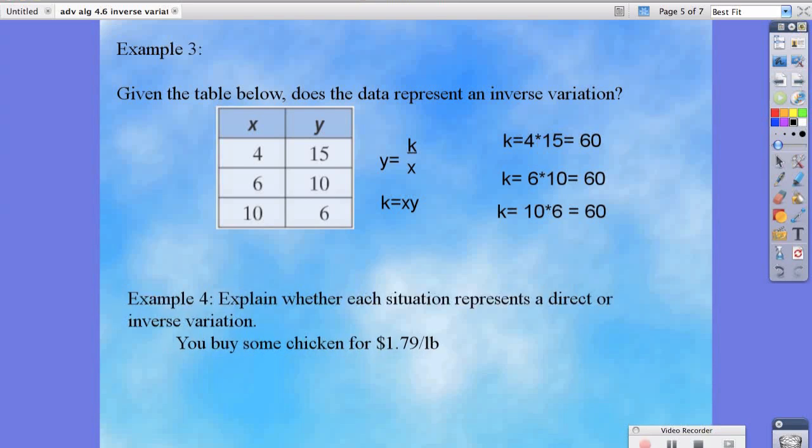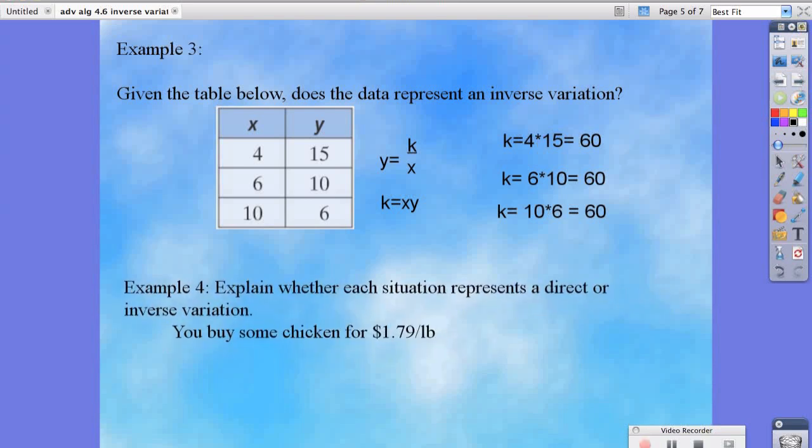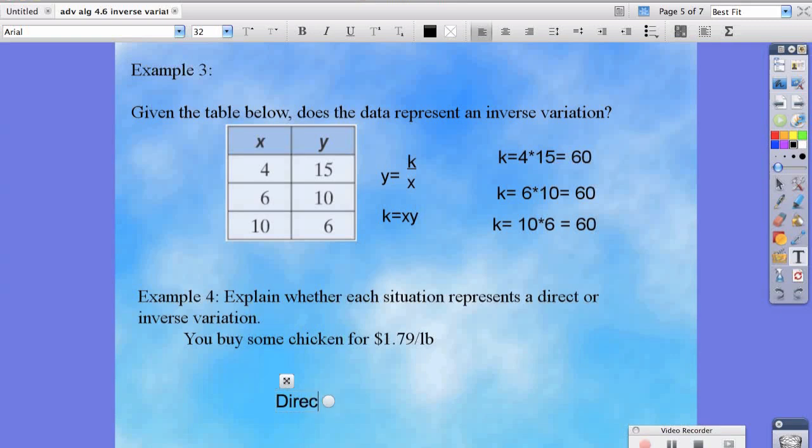If you think about it, if we bought 1 pound of chicken, that's $1.79. But if we bought 2 pounds of chicken, that means the number of pounds we bought increases, and we just paid $3.58. So the amount we pay is also going up. Therefore, this is a direct variation.